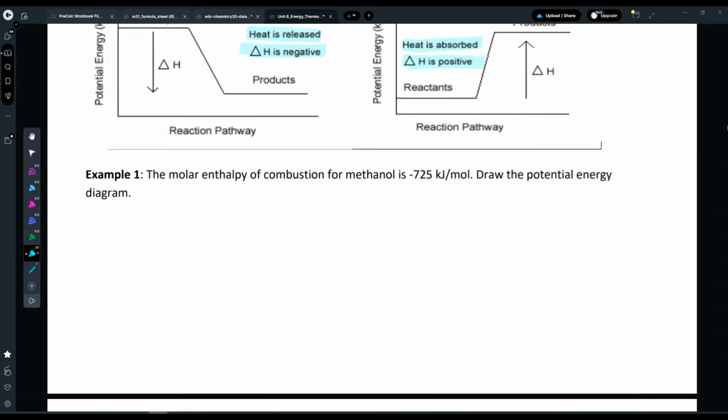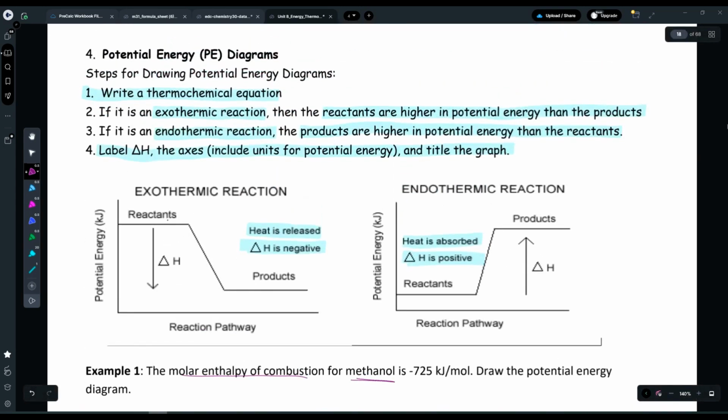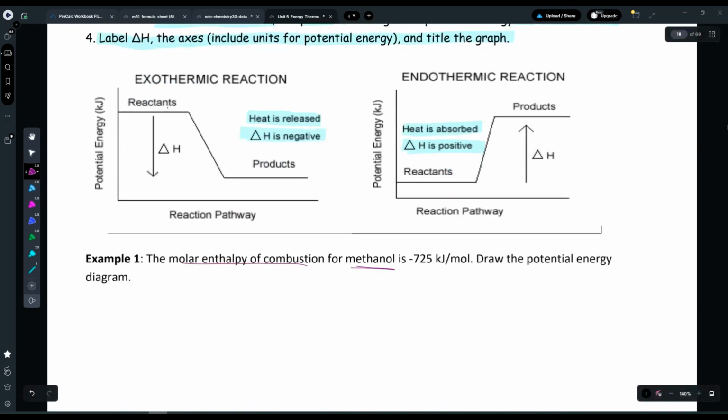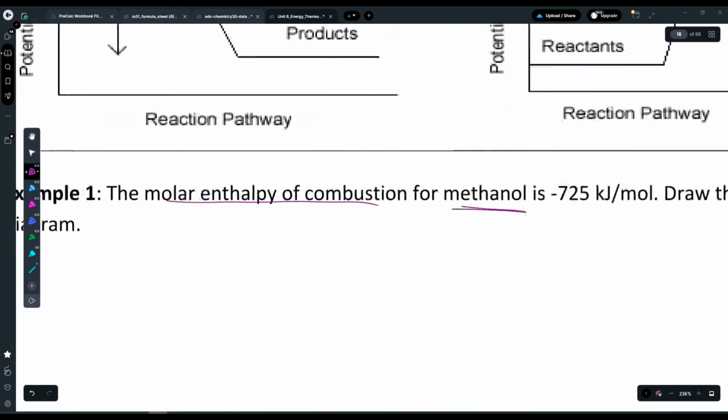So first example here: the molar enthalpy of combustion of methanol is negative 725 kilojoules per mole. So we need to draw the potential energy diagram. All right, so back to our steps. Step 1, write a thermochemical equation. So that's where I'm going to go.